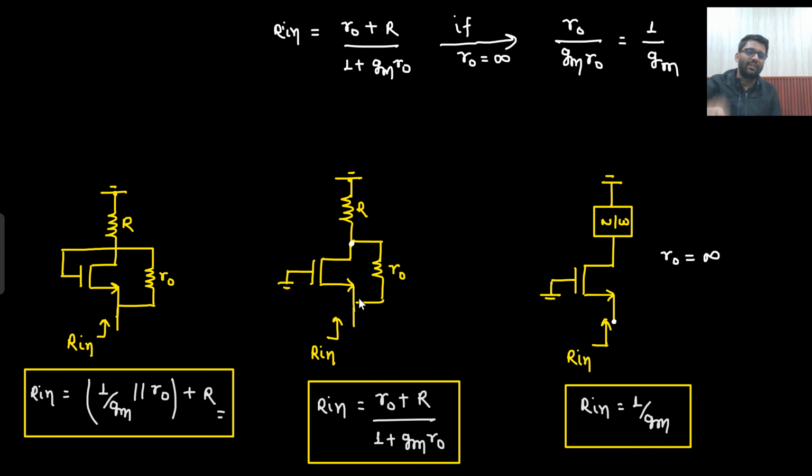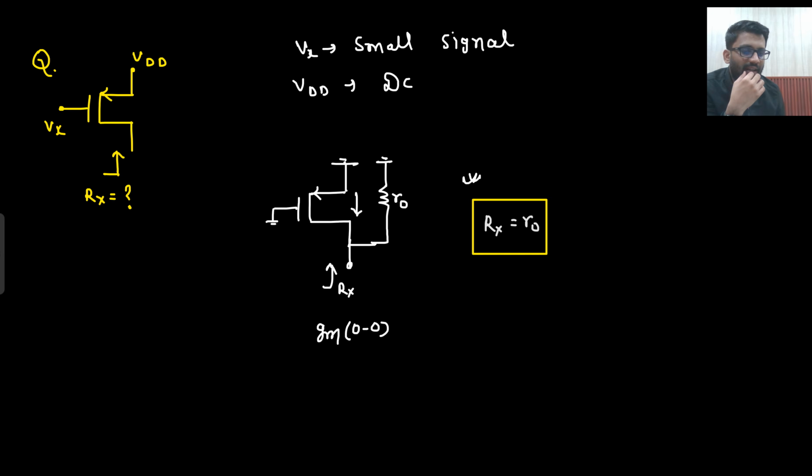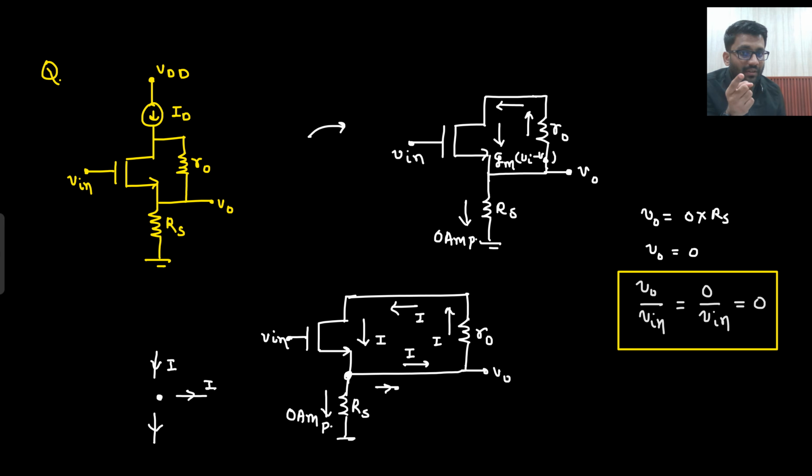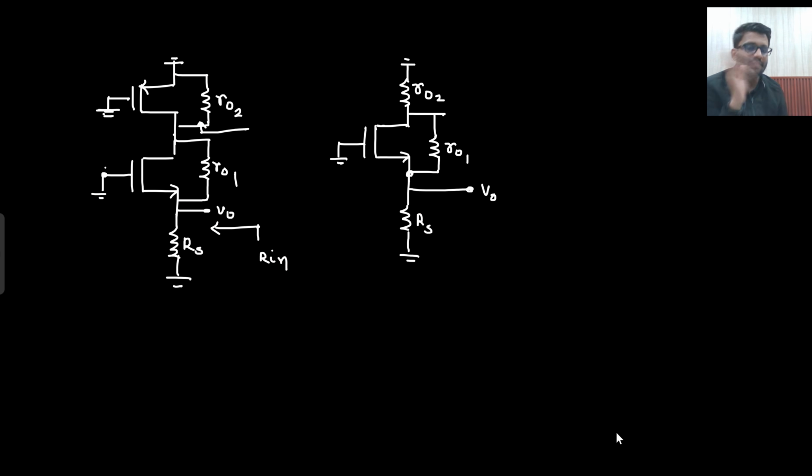Three kinds of circuit we see. From the source we are seeing the resistance, gate is grounded, drain is connected to a resistance and it is connected to R0. And in between there is R0. If there was no R0, then the answer would have been 1 by GM. If there is R0, then the answer is different. And if both are shorted, then the answer would have been different. Say yes or no. We have seen it, right? So the same kind of circuit we are seeing here as well.